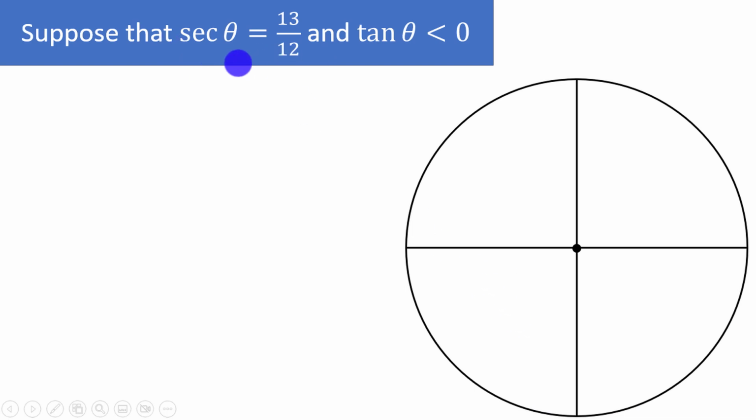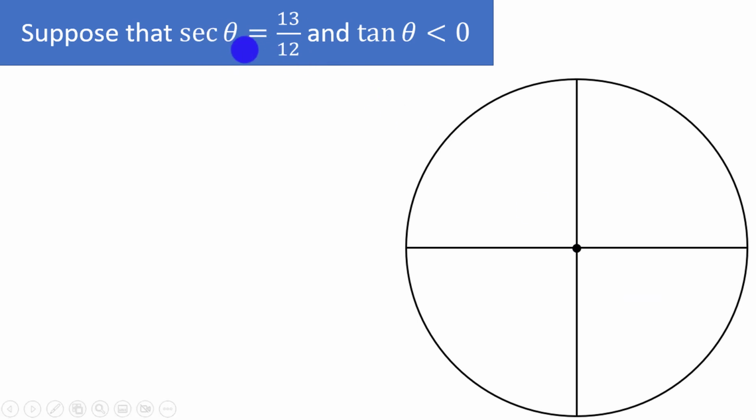If we know that secant of theta is positive, then cosine would also be positive, and cosine is positive in either quadrant 1 or quadrant 4, where our x-coordinate would be positive. But if tangent is less than 0, that means our ratio of sine to cosine, or y to x, must be negative, or that our x and y coordinates would have opposite signs. So where on the circle do our x and y coordinates have opposite signs? Well, that would either be in quadrant 2, where y would be positive and x would be negative, or in quadrant 4, where y would be negative and x would be positive.